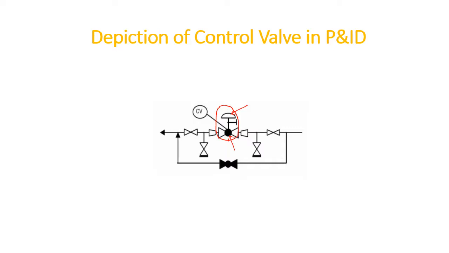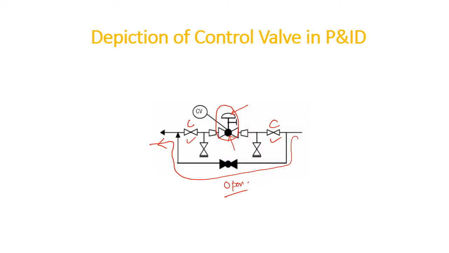And there you can see that there are two isolation valves. This is one valve and this is one valve. These are basically to isolate the control valve from the process and take it for maintenance, because the control valve needs maintenance and needs to be sent to the workshop. How will you send it to the workshop? For this, you need to close this valve, close this valve, and open this valve, so that the flow will go directly through this path and you can take out the control valve for maintenance.